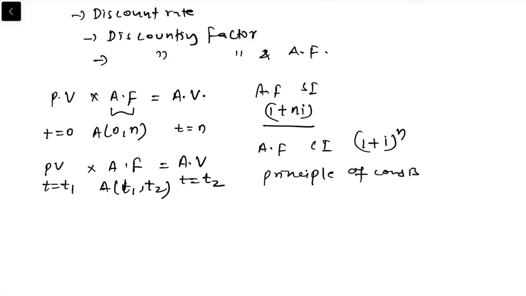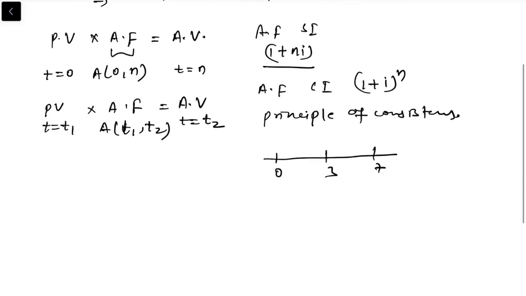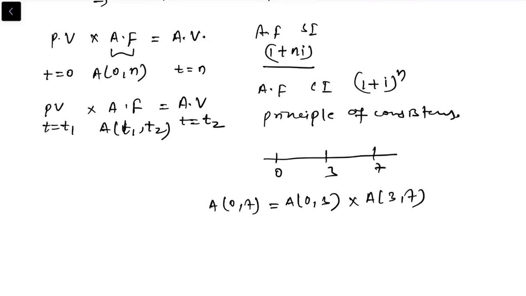Principle of consistency. For example, suppose this is the number line 0, 3, 7. So from principle of consistency, I can write the accumulation factor from 0 to 7 as accumulation factor from 0 to 3 times accumulation factor 3 to 7. Or I can break this any number of times. For example, I can say accumulation factor from 0 to 2 times accumulation factor 2 to 4 times accumulation factor 4 to 7. But this should be consistent, right?